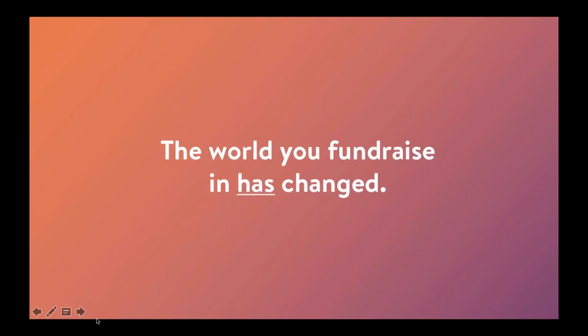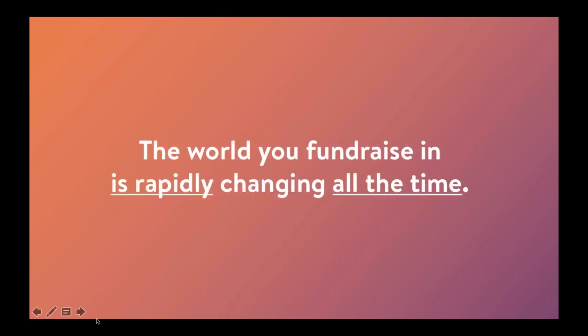So as we dive in, we're really thinking about today's world that we fundraise in. And that world you fundraise in has really changed. But it's not just that. The world you fundraise in is actually rapidly changing all the time. And the question we get asked every day here at Cosvox is, how do you actually navigate that? How do you keep up? Why is the world changing? How am I supposed to respond to all the different changes? It seems as though there's a new shiny object everywhere you look.